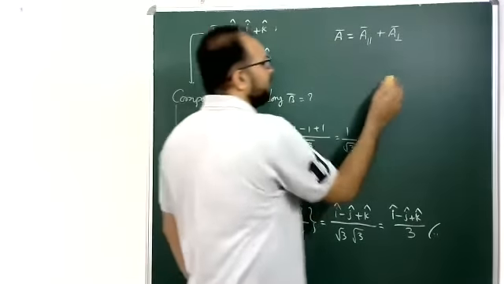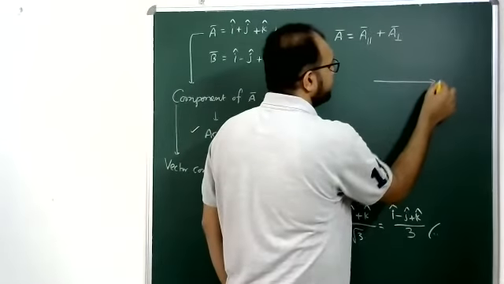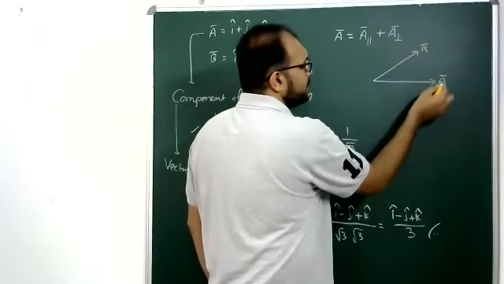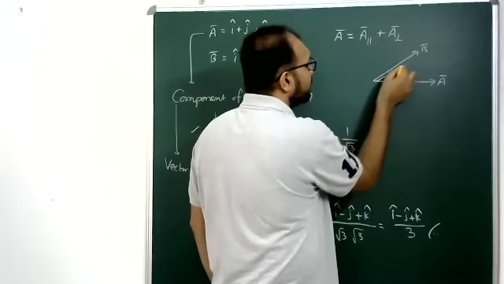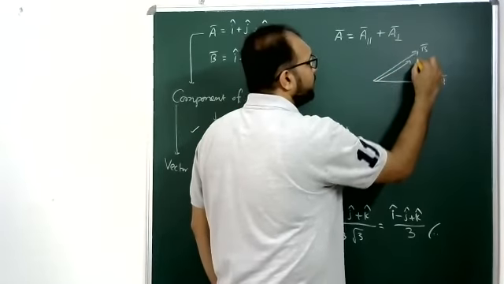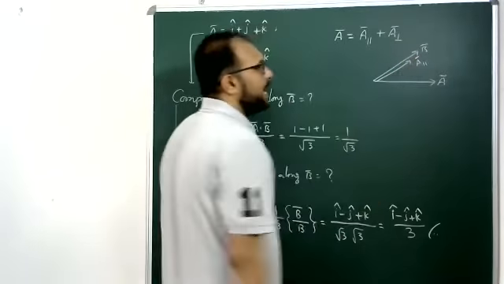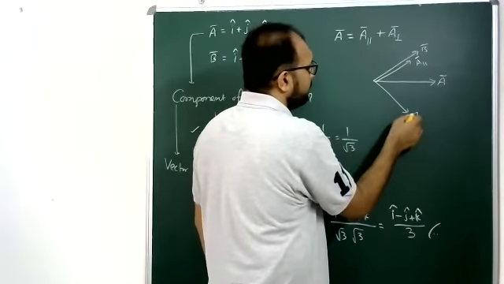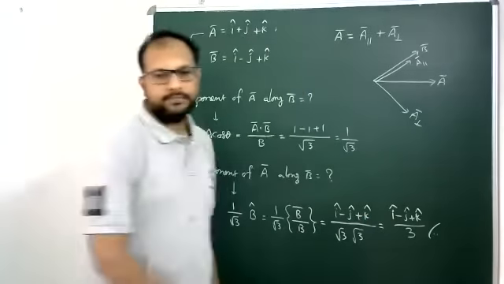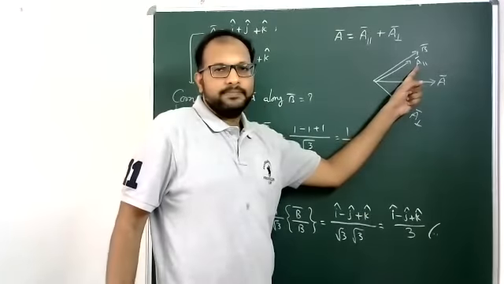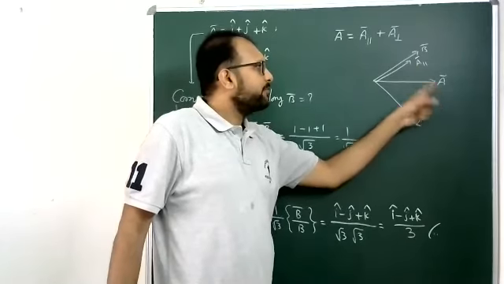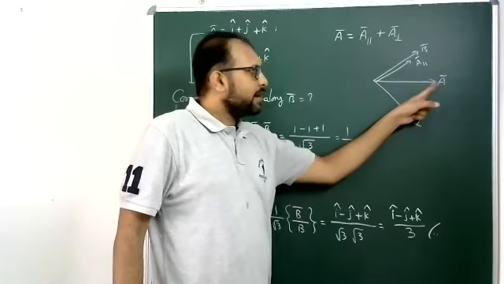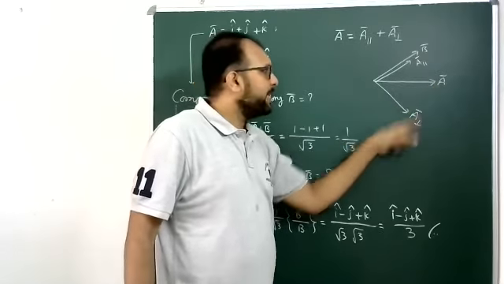So this vector A bar, suppose now this is A bar, this is B bar. This A bar now we are resolving. One component parallel to B bar, means this is A parallel. Another component, A perpendicular. So what is the meaning of this? Vector component of A bar parallel to B bar. This means vector component of A bar perpendicular to B bar.